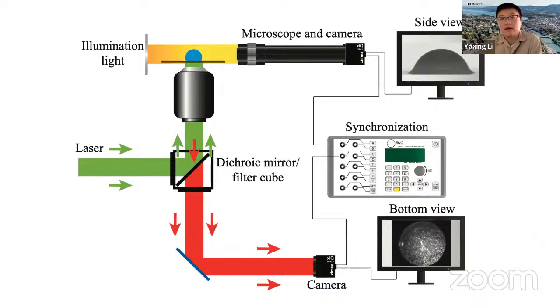Okay, then the experimental setup we use is this two-way observation. We have the side view and the bottom view. From the side view, we can see the evaporation behavior. From the bottom view, we can see the flow structure. And we record them simultaneously by synchronization.